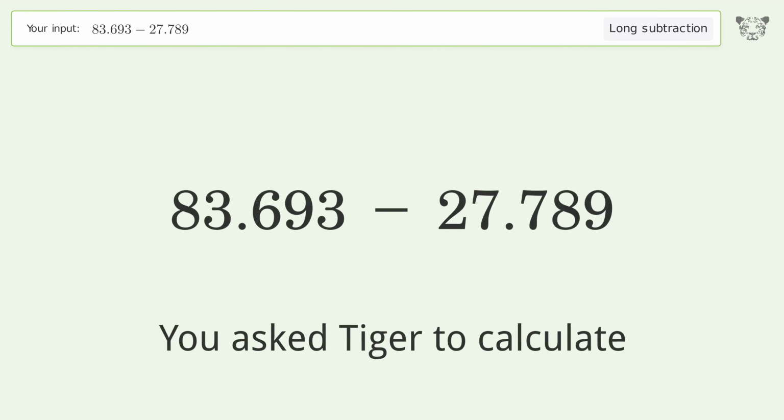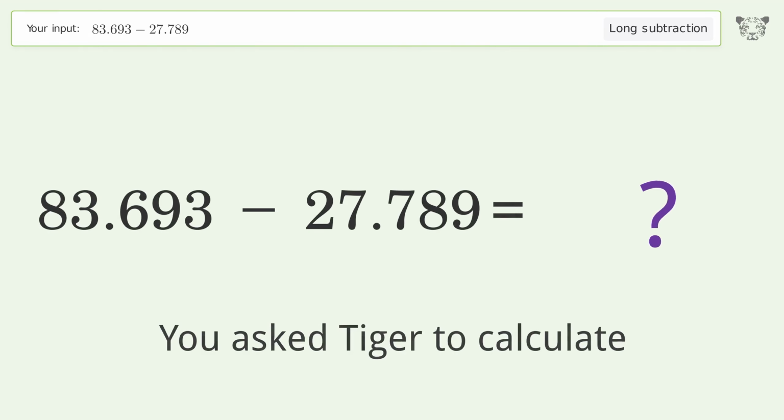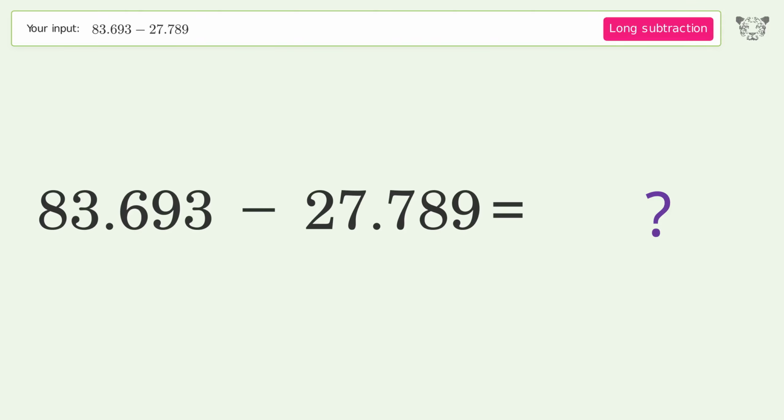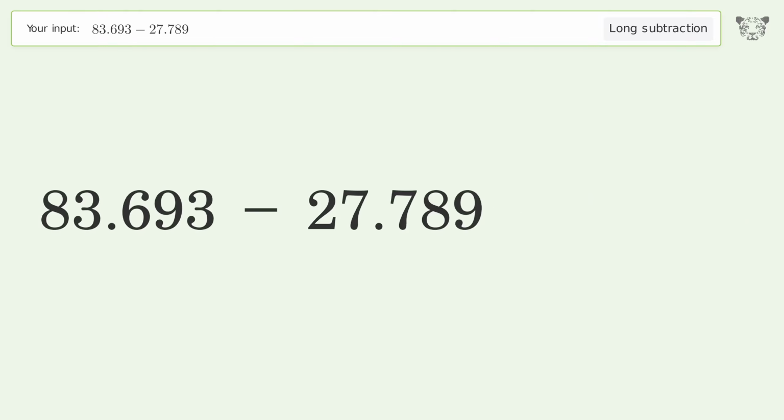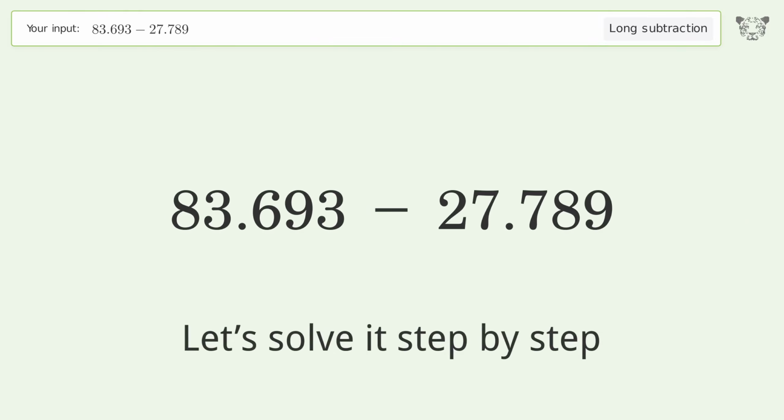You ask Tiger to calculate. This deals with long subtraction. The final result is 55.904. Let's solve it step by step.